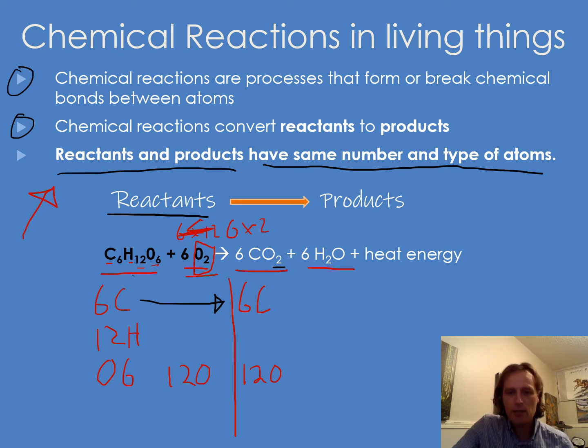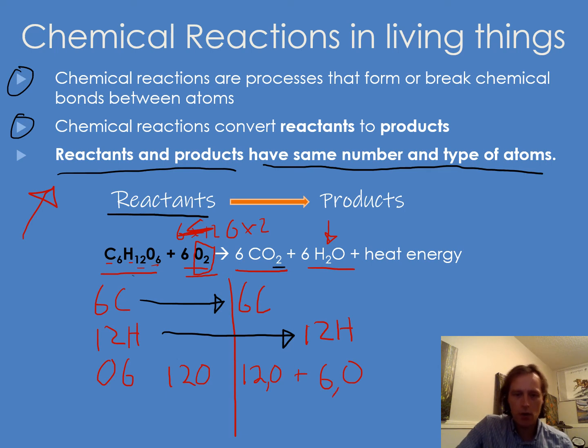Water. 6 molecules of water. So each molecule of water has 2 hydrogens. 6 times 2 is 12. 12H. Great. So again, the hydrogens have already balanced out. And then let's see, we have 6 molecules of water. Each water molecule has 1 oxygen. 6 times 1 is 6. So plus 6 oxygens. I should add commas in here.